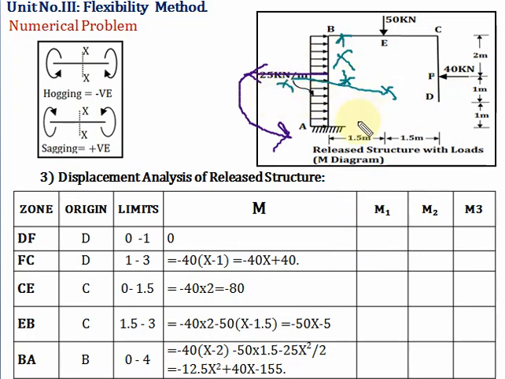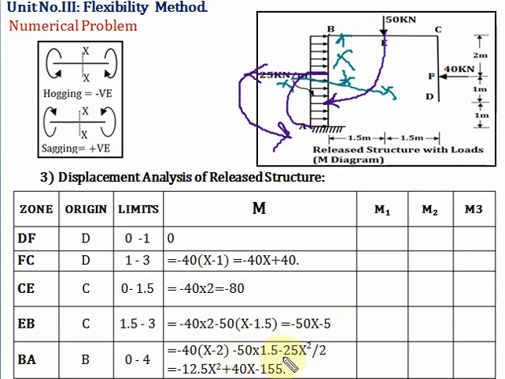Okay. So minus 40 into (x minus 2), because we are measuring from B. So for the 50 force it will act like this. Again, the nature of the bending moment will be hogging. So minus 50 into 1.5. Here at B this distance is completed, so 50 into 1.5.